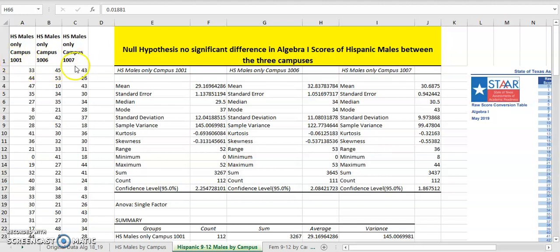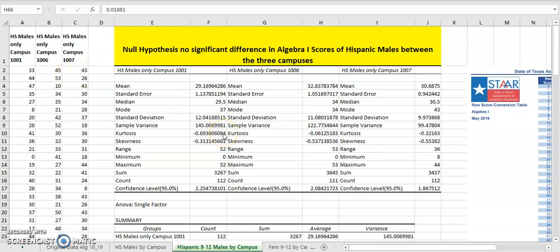I did want to say, for learning purposes, Campus 1007 only had 17, or actually 16, students that were Hispanic males. I went ahead for educational purposes only. I would never do this in a real study, but for this intention only, so I could get to the post hoc test, I went ahead and repopulated the same scores over and over where I could get a similar student count for all 3 campuses.